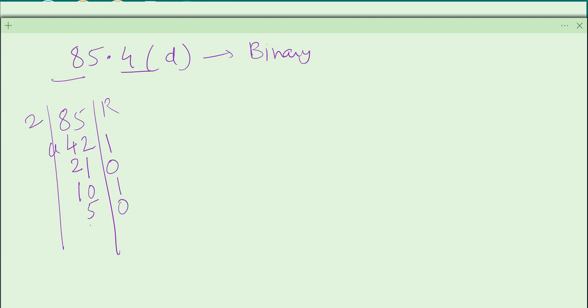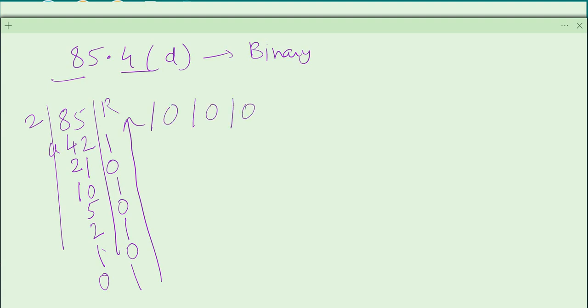5 divided by 2 is 2, 2 2s are 4. So 2, 2 2s are 4, so this is 1. 2 divided by 2 is 1, so 0. 1 divided by 2 is 0, remainder 1. Take all the numbers in this direction. So the number is 1010101. This is the integer part, which is equivalent to 85.